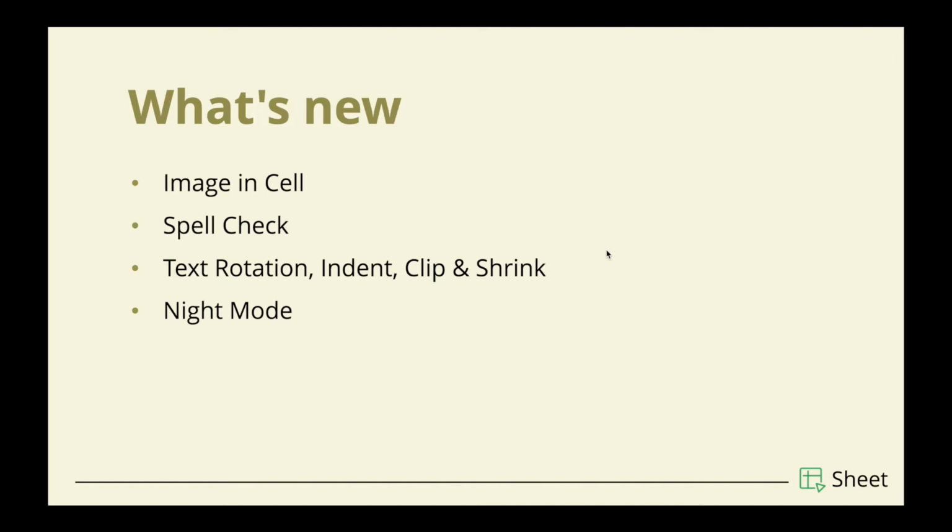Zoho Sheet already had an option for you to insert images over the cells in your spreadsheet, and now we have introduced the option for you to insert images within the cells in your spreadsheet. So you can contextually insert images alongside your actual data. Along with the image in cell option, we've also introduced the image function using which you can insert images into cells as well.